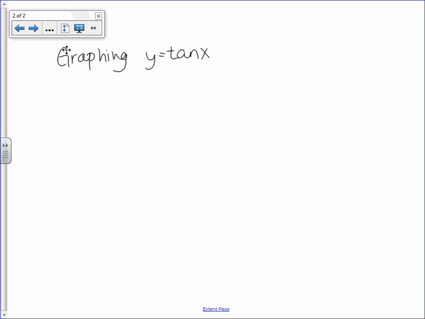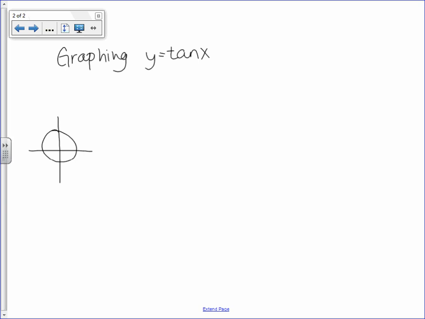Okay, and we need to remember two things in order to graph tangent. The first thing that we need to remember is that when I did my graphs of sine and cosine, I used my unit circle. So we are also going to use the unit circle to help us graph y equals tangent x. So I'm going to go ahead and graph my unit circle. Doesn't have to be perfect.